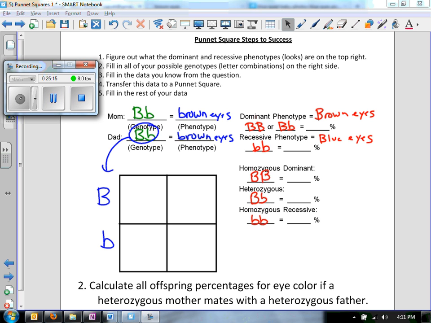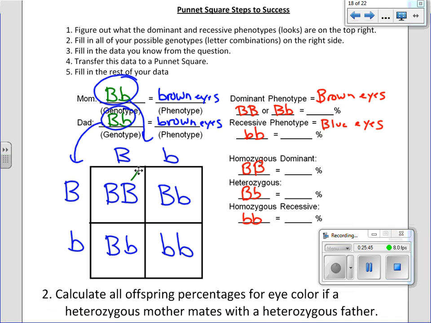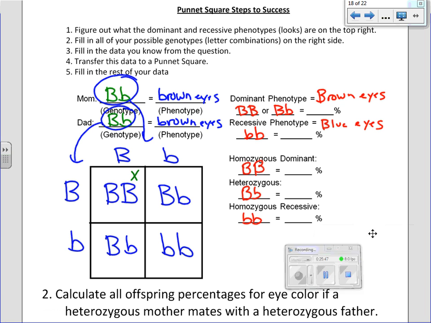You should then take dad's genes and split them up on the side, and do the same thing with mom's genes on the other side. You should then fill in all of your Punnett Square boxes. And now you simply just need to transfer your information over. You'll see that for what percent are homozygous dominant, that's that square right there. That is 1 out of 4, which is 25%.